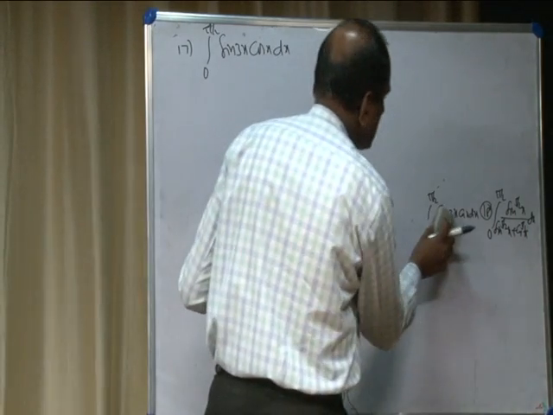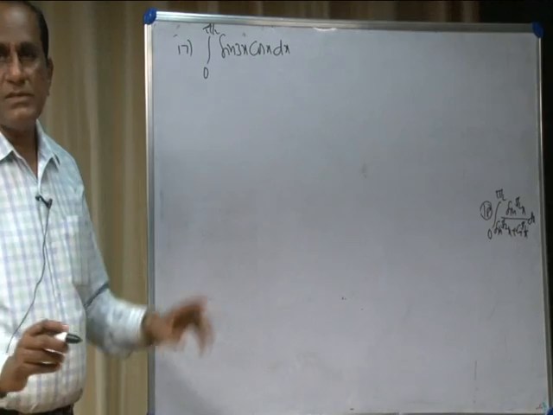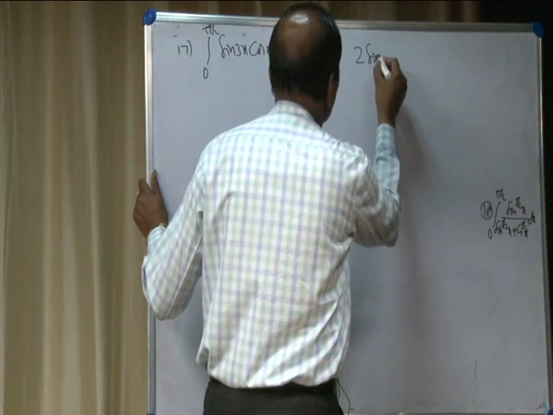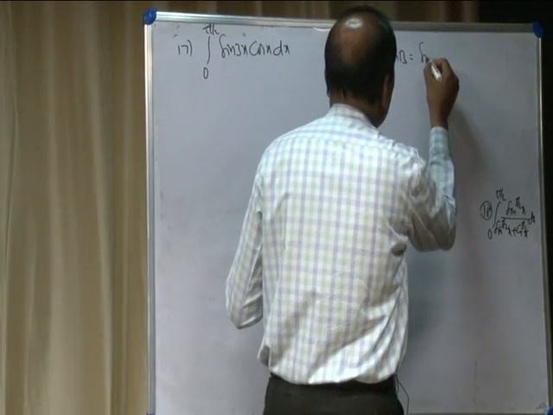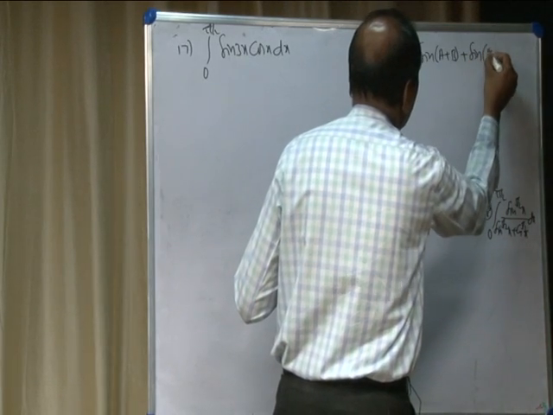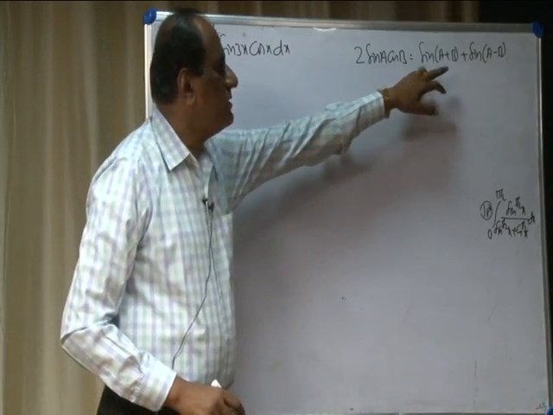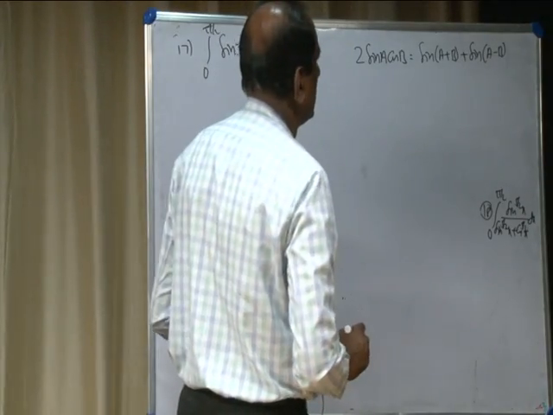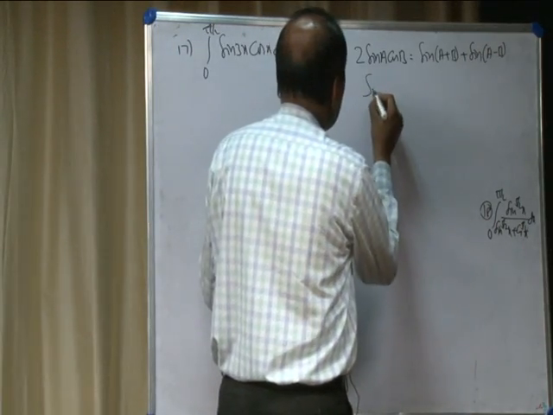Now, this can be solved by transforming the product into a sum or difference of functions. Which formula to be used? See here, 2 sin A cos B is equal to sin of A plus B plus sin of A minus B. This is the transformation formula from a product of two functions into a sum of two functions.